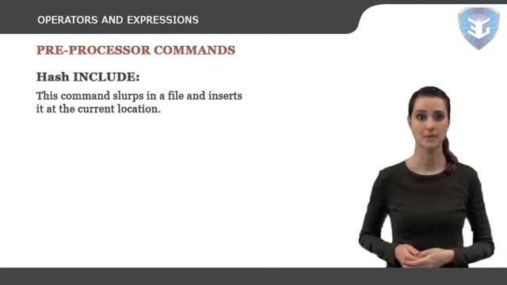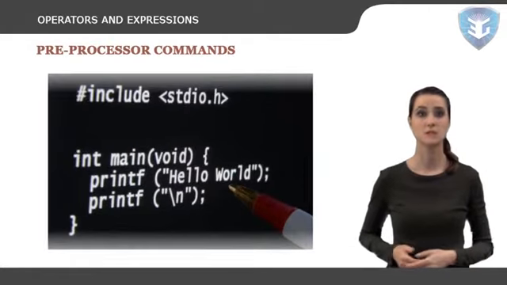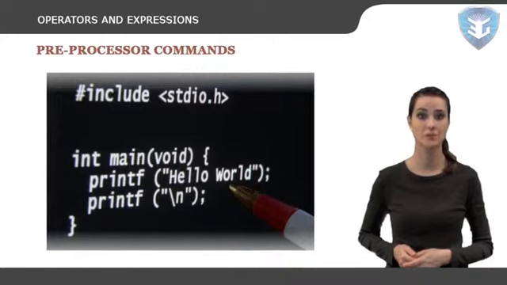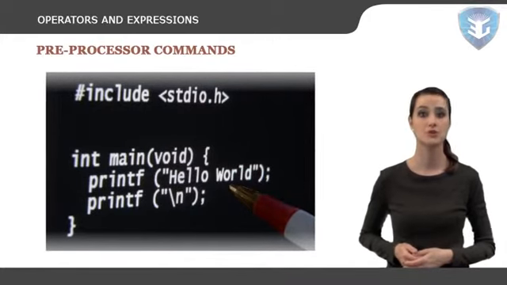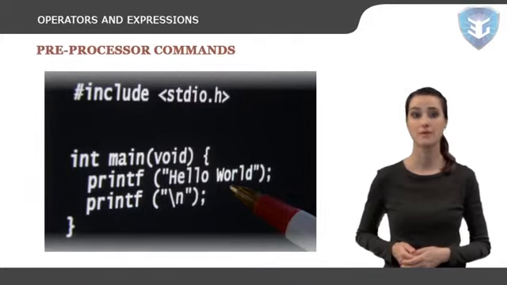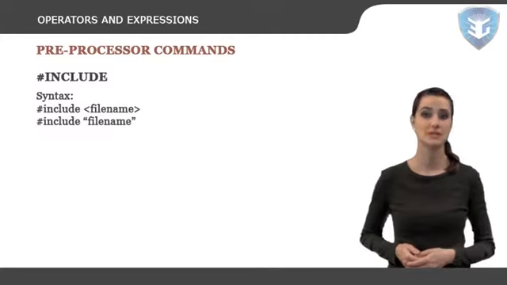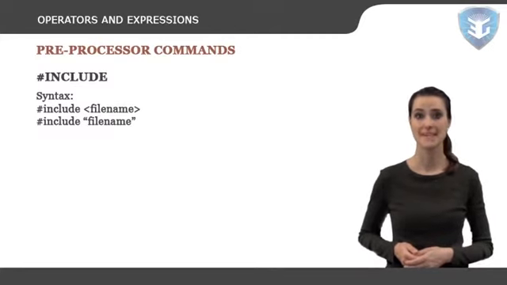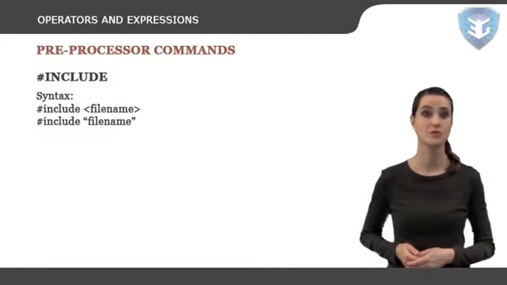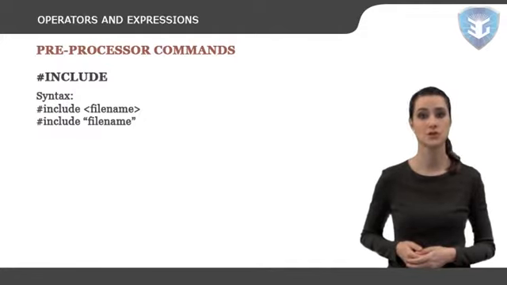#include. This command slurps in a file and inserts it at the current location. The main difference between the syntax of the two items is that if the file name is enclosed in angled brackets, then the compiler searches for it somehow. If it is enclosed in quotes, then the compiler does not search very hard for the file. While the behavior of these two searches is up to the compiler, usually the angled bracket means to search through the standard library directories, while the quotes indicate a search in the current directory.